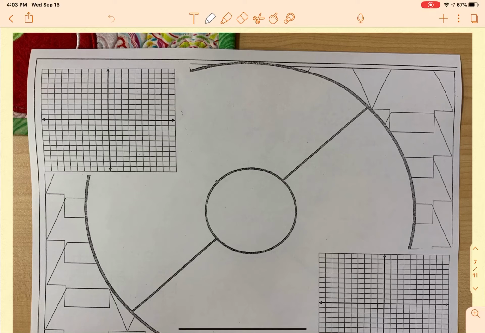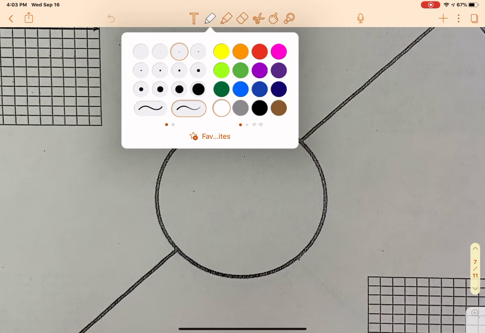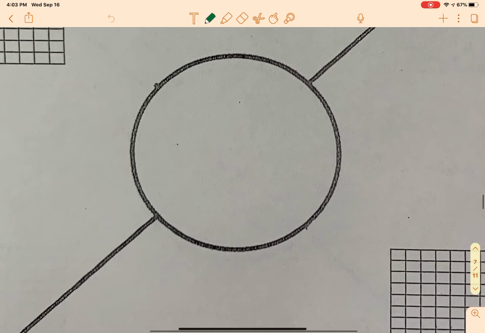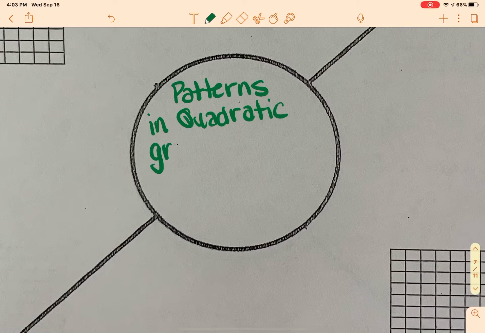Okay, guys, we're going to continue dealing with our patterns in quadratic graphing. So in the center of the first, let me back up for a minute. I am going to use one of the graphing foldables. So make sure that you have one of the graphing ones out. And in the center of this, we're going to do patterns in quadratic graphing. And this one is part 2.